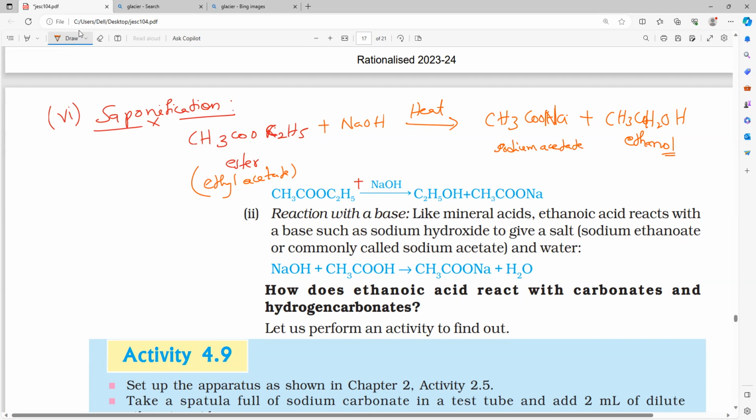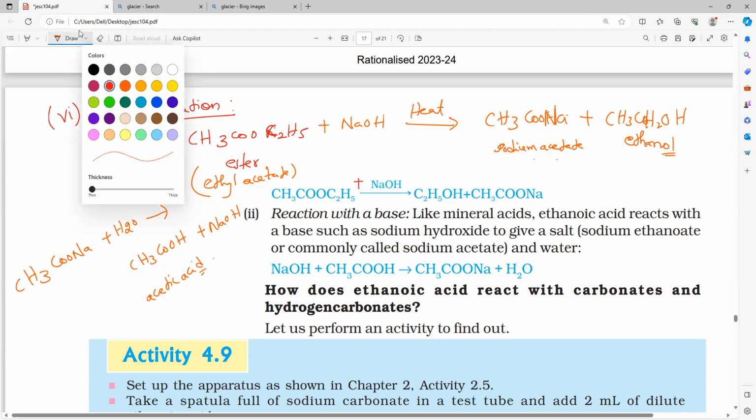Now this sodium acetate, second reaction, write it here. This sodium acetate, CH3COONa, further reacts with water. So we'll get back CH3COOH plus NaOH. So this is what will happen. All of you note it. All of you understood? Everybody clear?